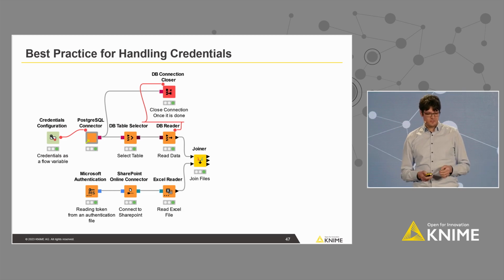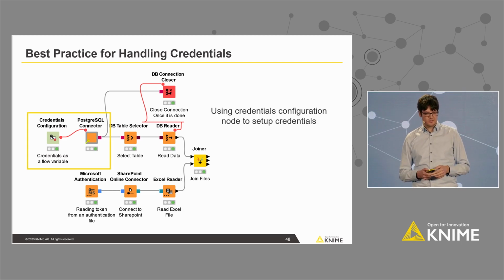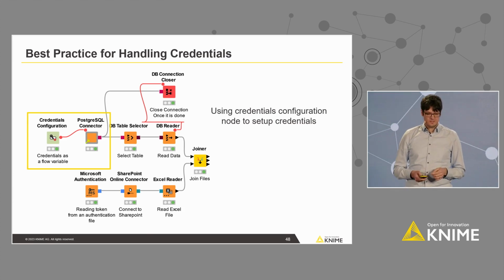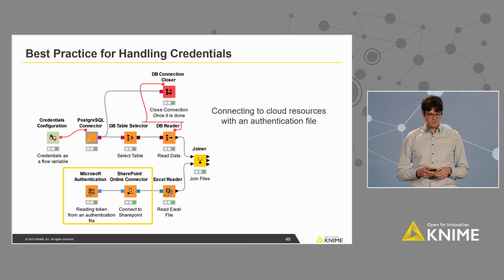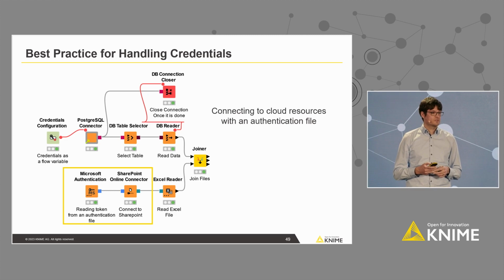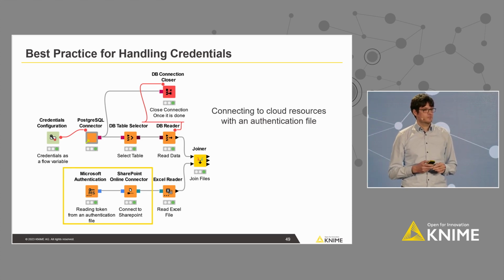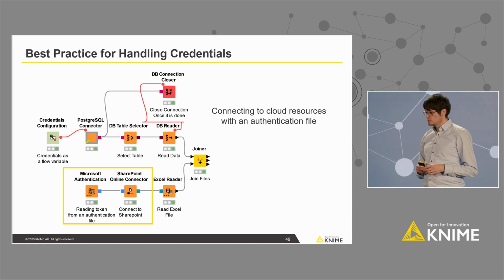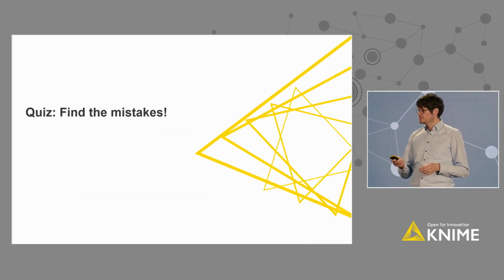Okay, this workflow is already pretty nice because it uses this credential configuration node instead of putting these hard-coded into the connector node, for example. And we also use this cloud resource connector there, and it stores the token in a file instead of in the node itself. And maybe one remark there: we are also working right now on a central credential and configuration store for the KNIME Hub that makes this even easier. If you're interested in that, please come to me, and I'm happy to talk about that in more detail.